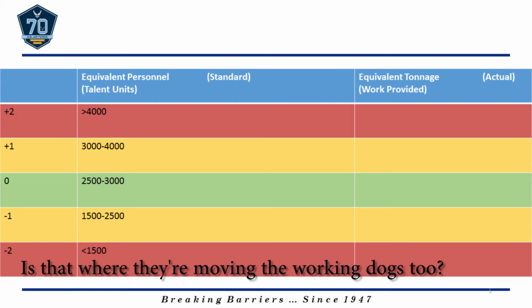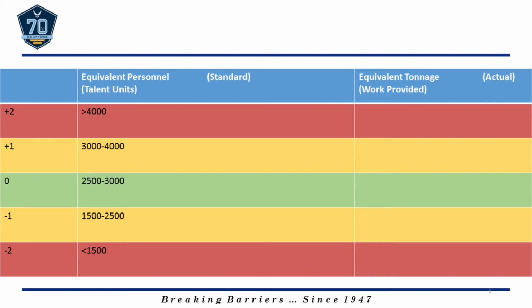Is that why they're moving the working dogs too? Yes. So the movement of the working dogs is part of that. Hey, we're taking some of that workload. We're giving McGuire a break for a little while. You can catch up on training. You can catch up on cleaning up the place, and pushing that to Dover, which has more capability. So working dogs, blood, all of that stuff, anything going to CENTCOM has now been moved to Dover.